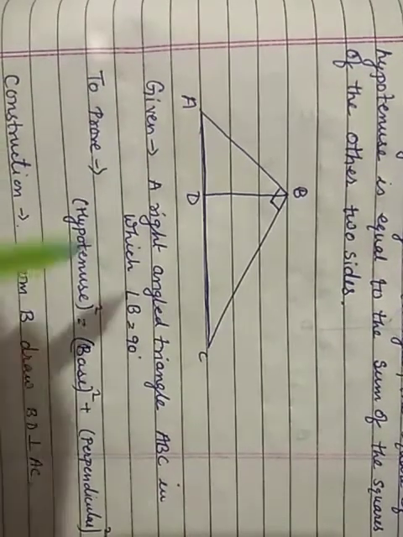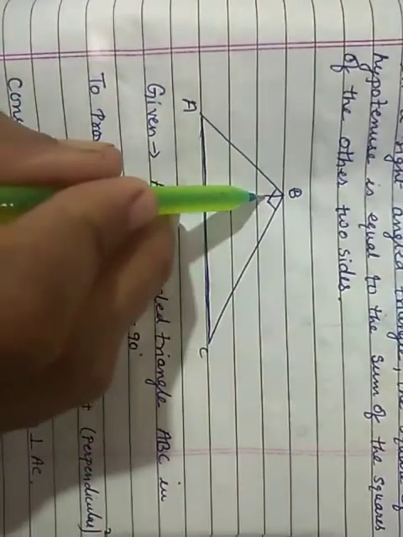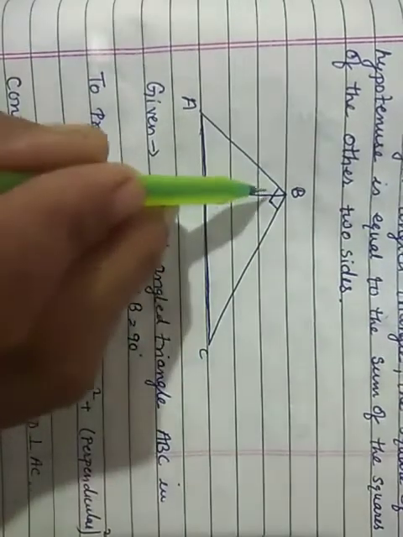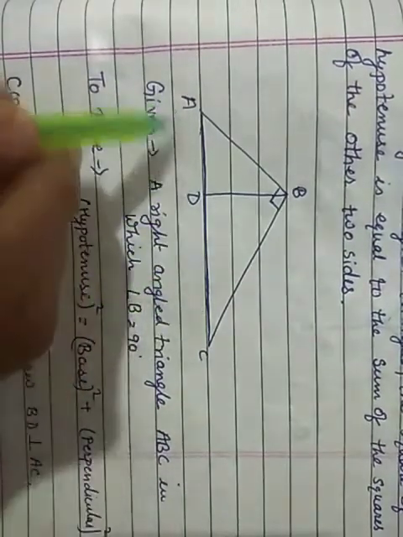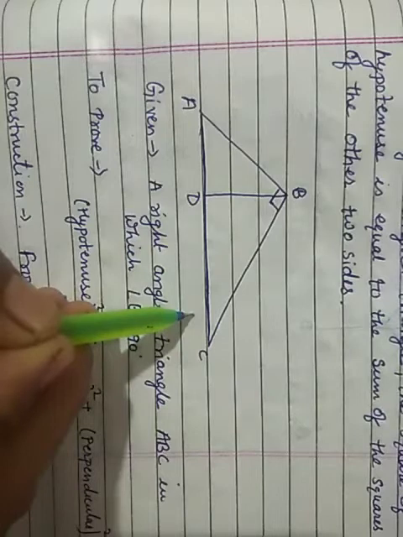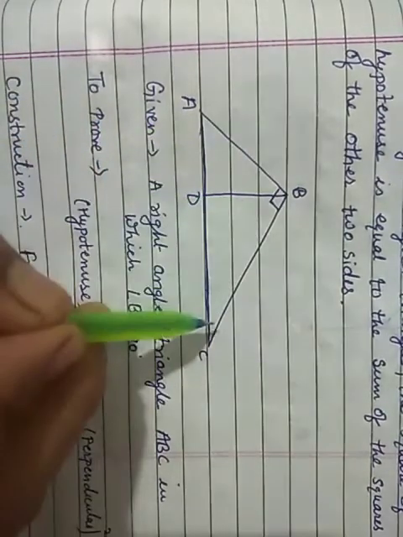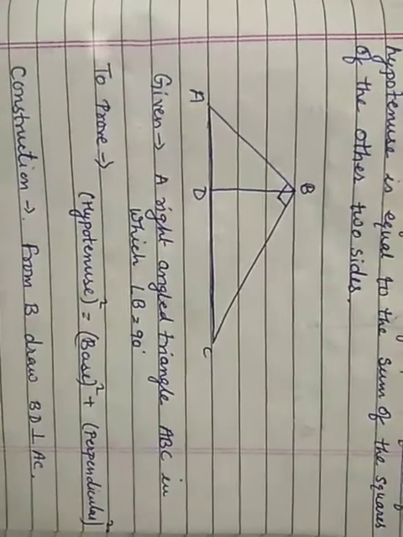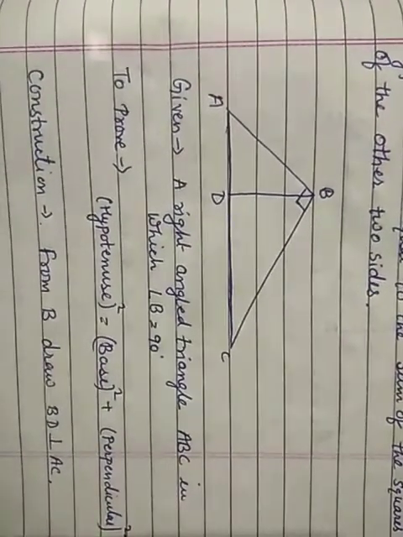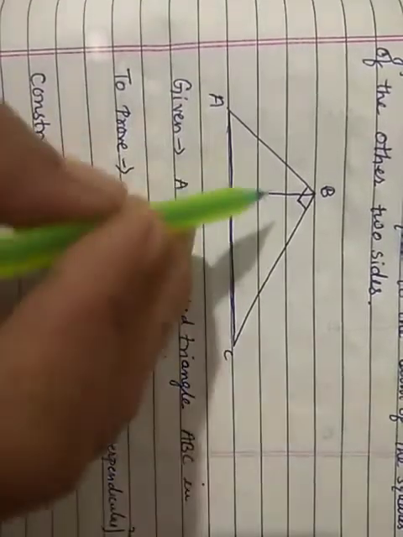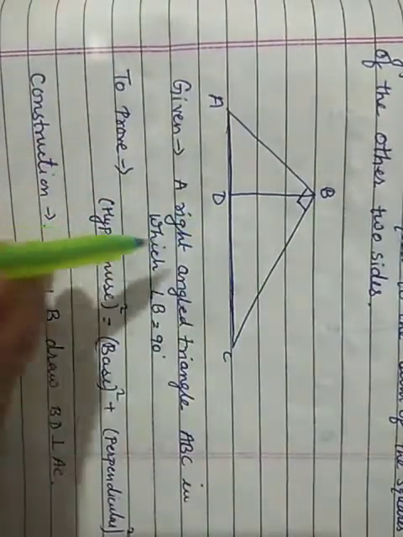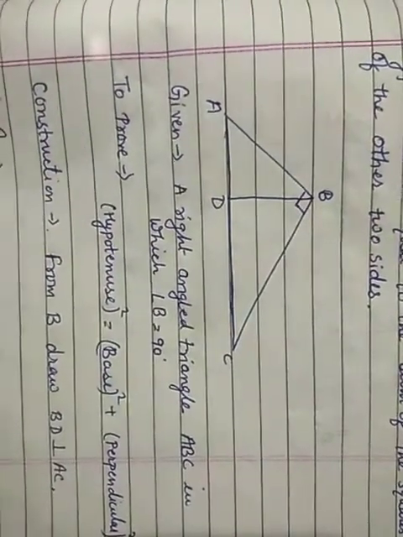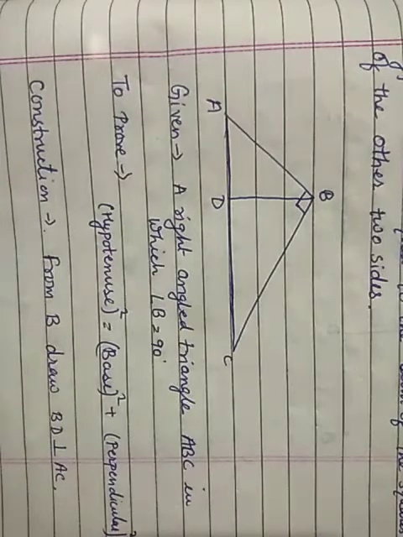You can see angle B is 90 degrees. So opposite to this 90 degree, AC is there. So AC is hypotenuse and AB is base, BC is altitude. So this we have to prove. For this we have to do a construction. From angle B we'll draw a perpendicular on side AC. Now let us see how we can prove this.